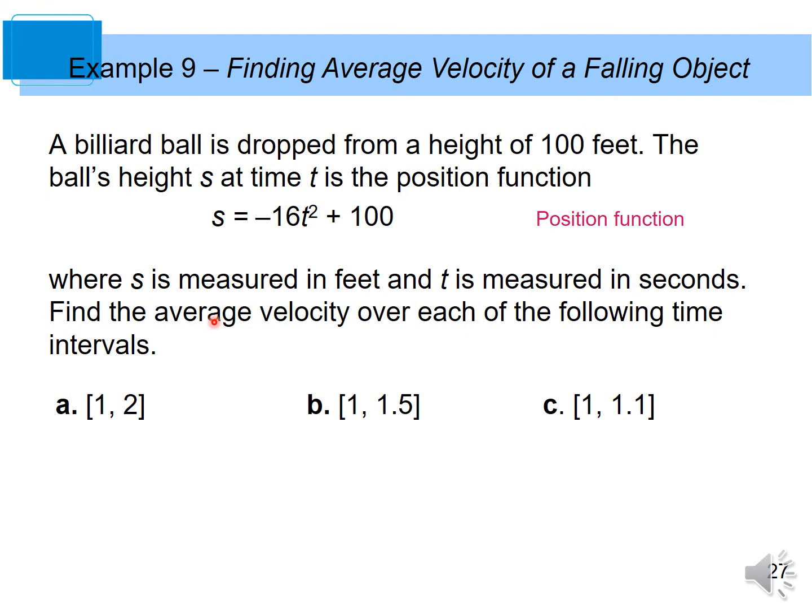A billiard ball is dropped from a height of 100 feet. The ball's height s at time t is the position function, where s is measured in feet and t is measured in seconds. Find the average velocity over each of the following time intervals: A is from 1 to 2, B is from 1 to 1.5, and C is from 1 to 1.1.